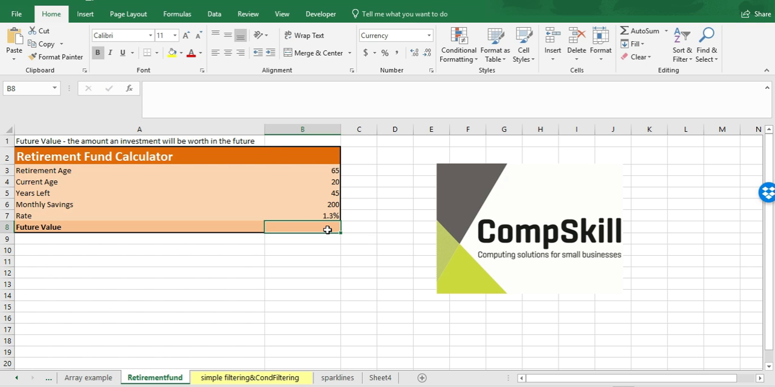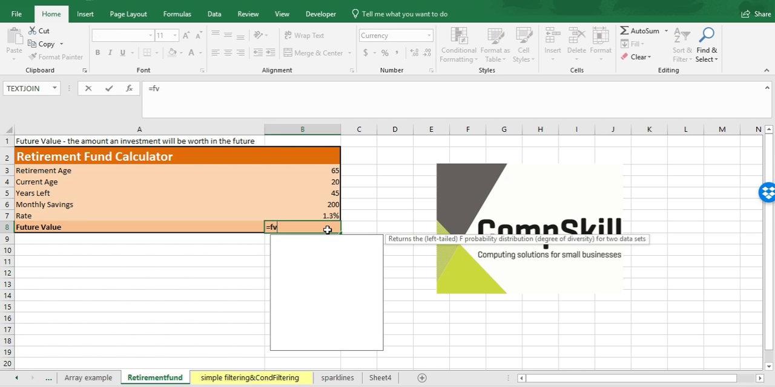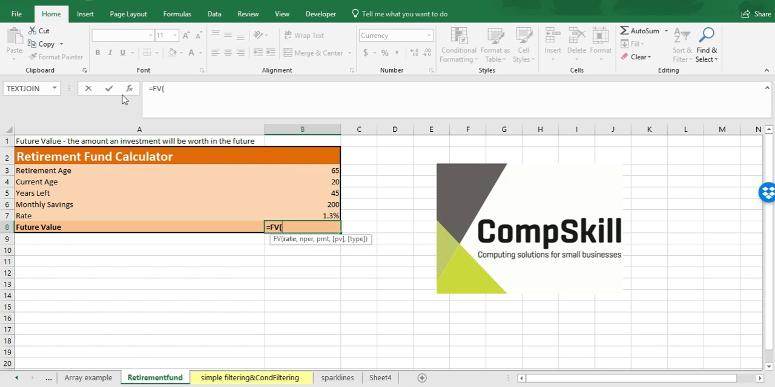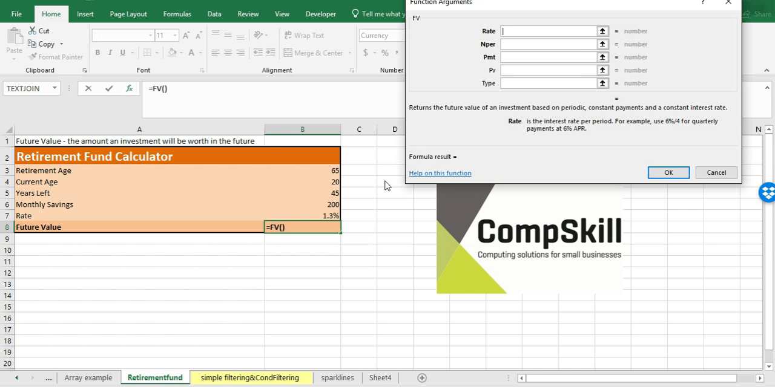Okay, so we're going to put our future value in here, and we're going to start by typing equals FV, and there we go. It appears magically on our list, and we're going to open our editor so we can see each of the arguments as we go. So our rate is our interest rate, and interest rates are always annual rates, and we're looking at a monthly saving.